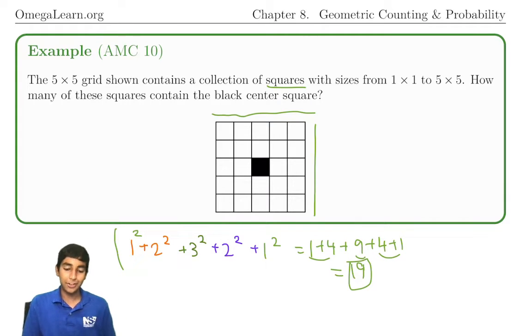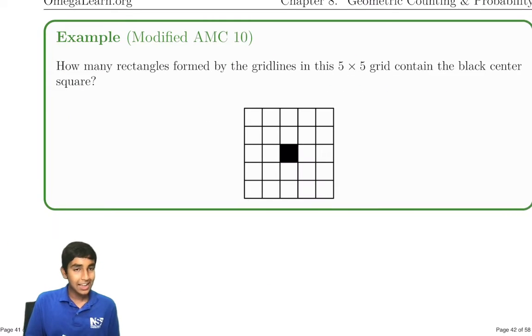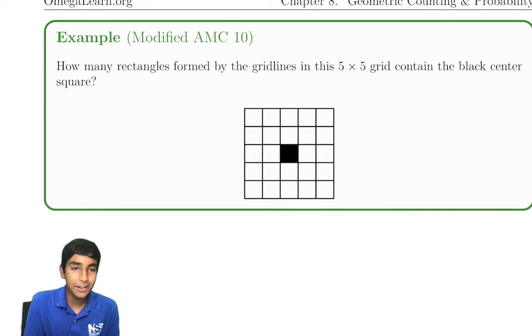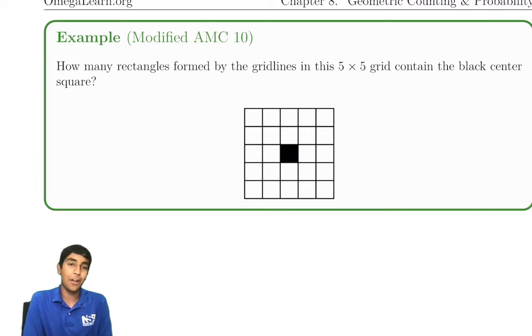And I know this problem was interesting, but we're about to solve an even more interesting problem. It's a similar problem, except now, how many rectangles formed by the grid lines contain the black center square? Remember our rectangles formula earlier? Well, sadly, that won't work, because now we have a condition involved. But the good news is we can modify it a little bit to count this.